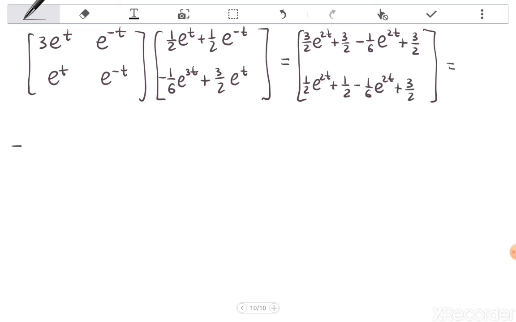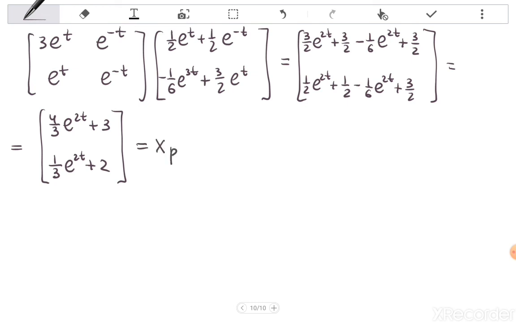So if we combine similar terms here, what do we get? We have here 9 over 6 minus 1, so this is 8 over 6, or 4 over 3 e to the 2t plus 3. And this one is 3 over 6 minus 1, so 2 over 6, or 1 over 3 e to the 2t. And here we get just 2. So that's it. This is our particular solution.